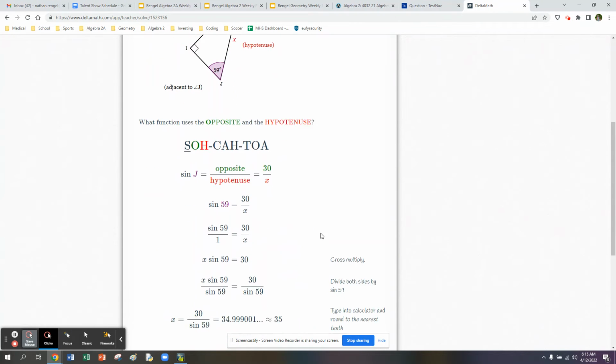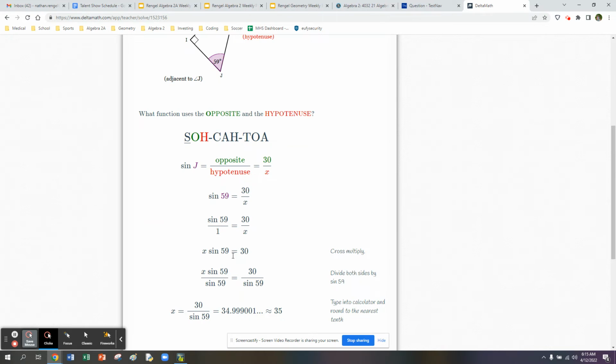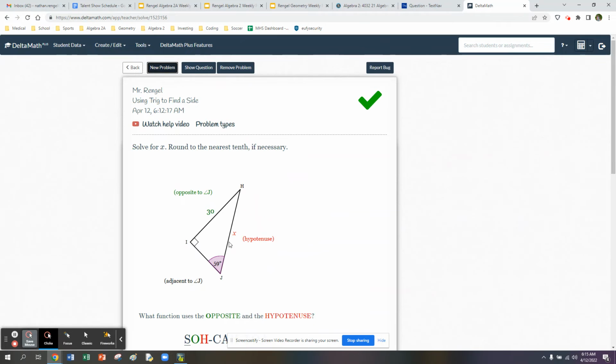And they'll also go through some other methods. You can use proportions, cross multiply, and things. So you have some options of how you want to solve those.